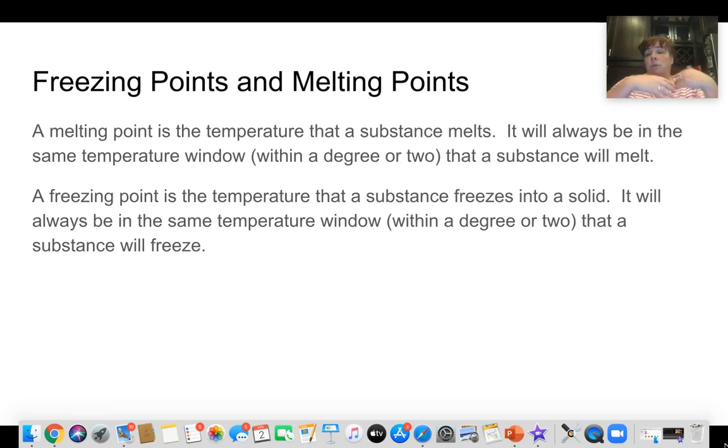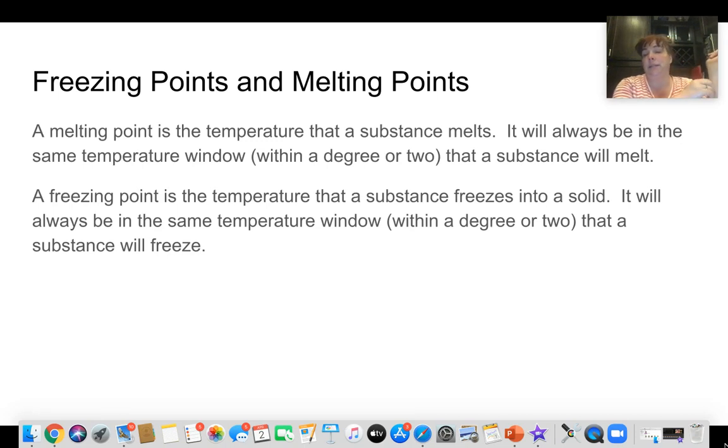Now, the most common one we know is water. Water melts, or ice melts into water at 32 degrees Fahrenheit. Okay, but that's not the same as everything else. So wax obviously has a higher melting point because it doesn't turn into a liquid just at room temperature. It has to be higher than that.